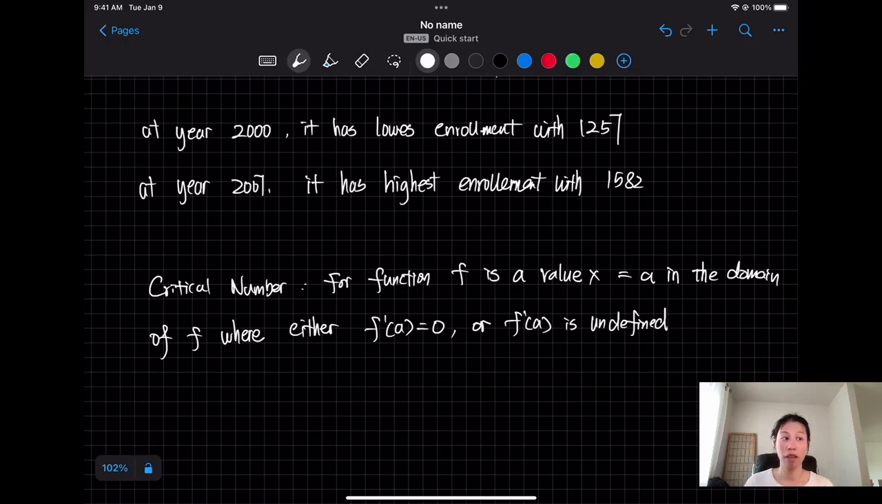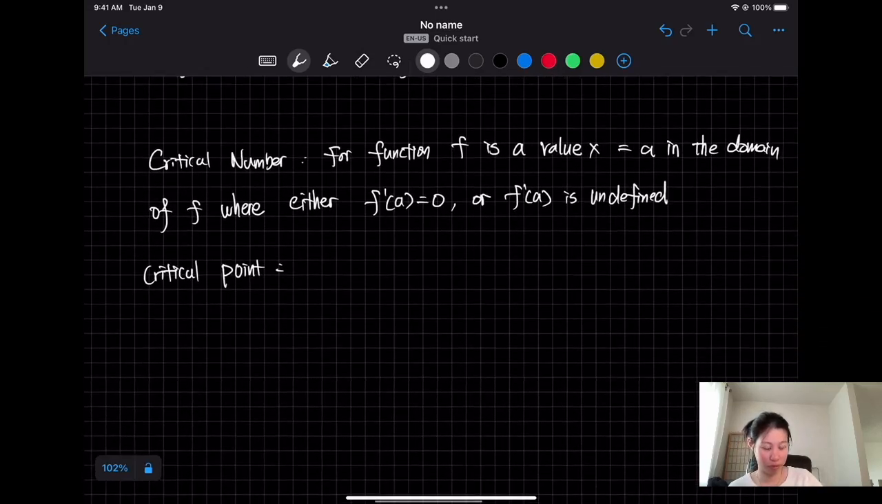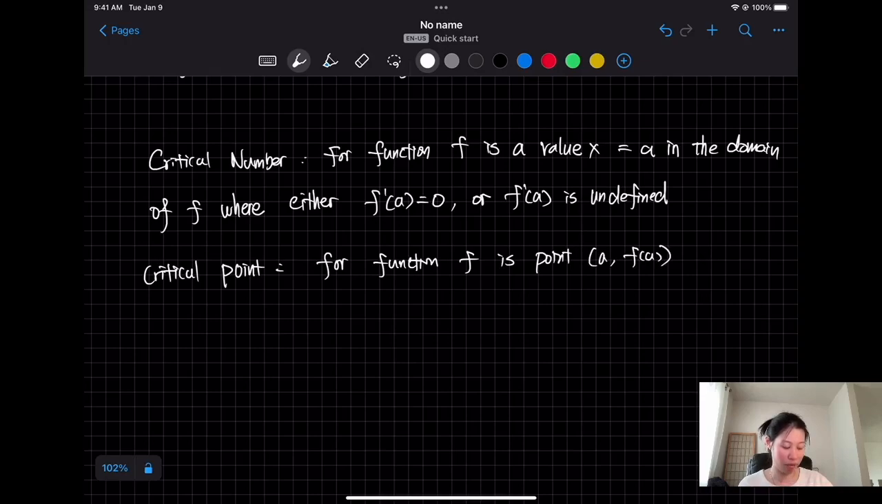A critical point for the function is the point (a, f of a), where a is the critical number of f. So here are two definitions.